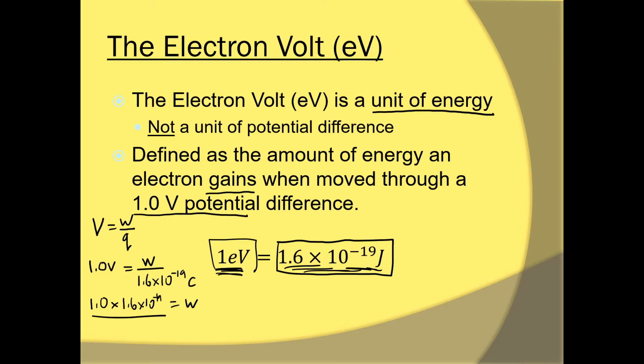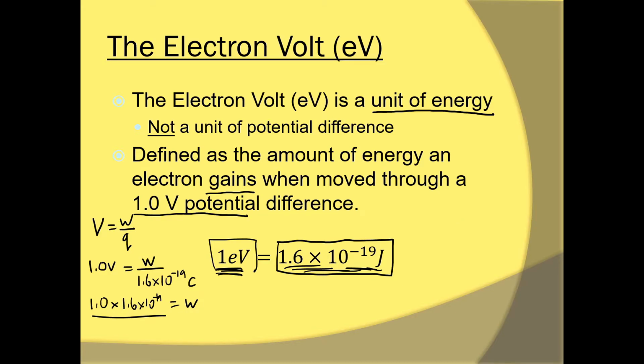So if I move an electron through 2 volts of potential difference, the electron would basically have 2 electron volts. If I move it through 3 volts, the electron would have 3 electron volts worth of energy, and so on. So when working at small scales, where you can actually deal with individual electrons, the electron volt is a much more convenient unit.